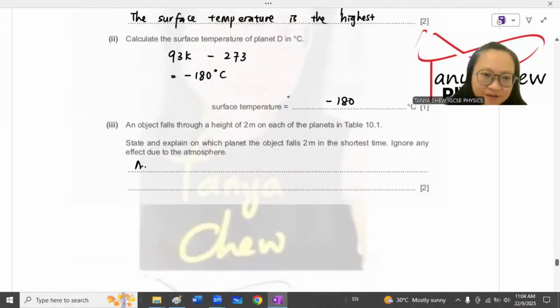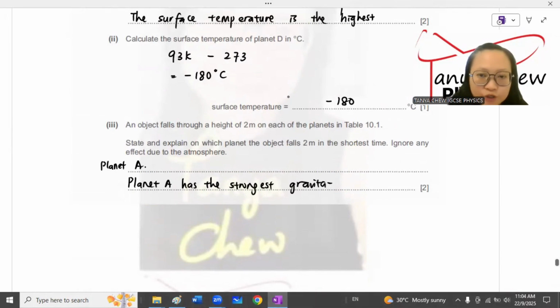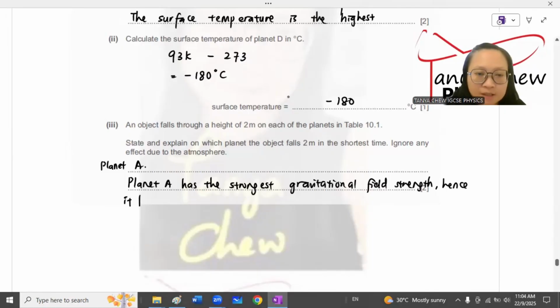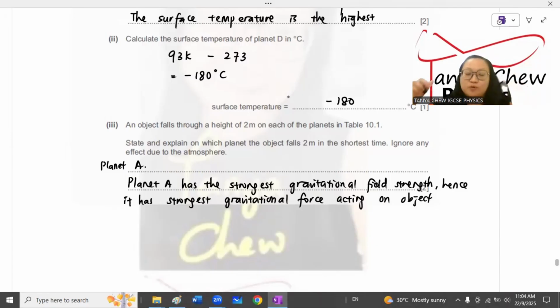So planet A has the strongest gravitational field strength. Hence, it has the strongest gravitational force acting on the object. Gravitational force is a force that tries to pull the object down.